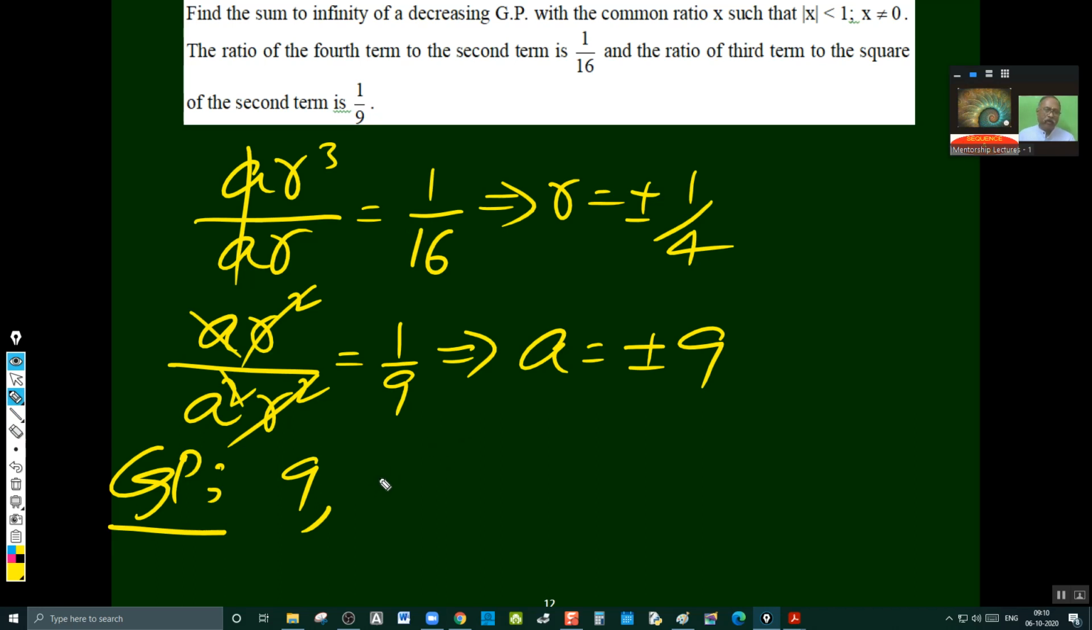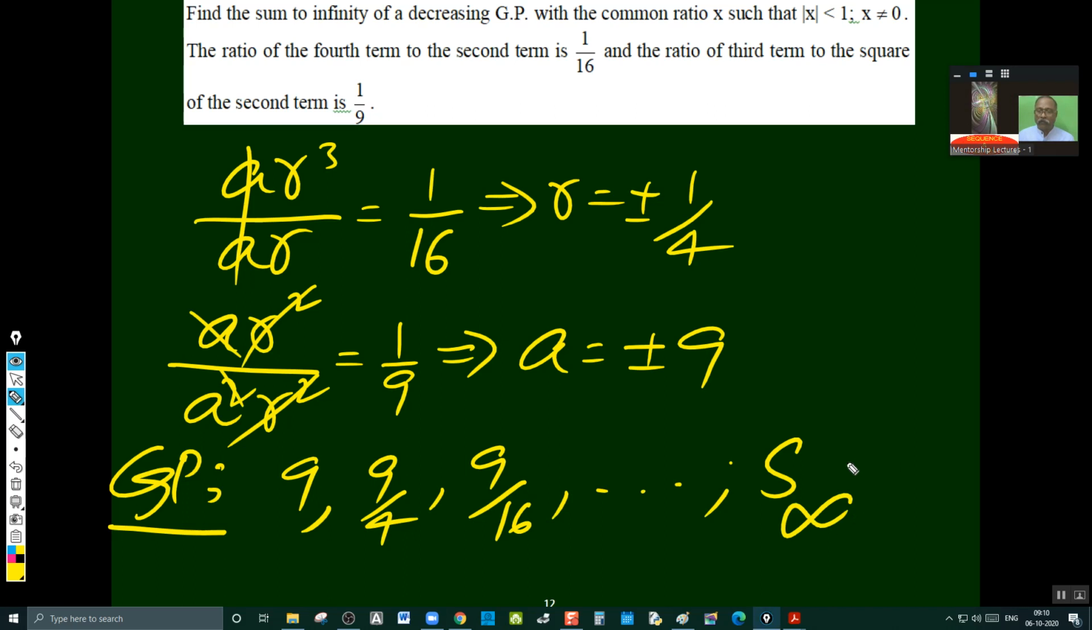9 by 4, 9 by 16 ऐसा जाएगा. बाकी सब अब करने की जरूरत नहीं. हमको क्या चाहिए? S infinity चाहिए यार. फॉर्मूला प्लीज.